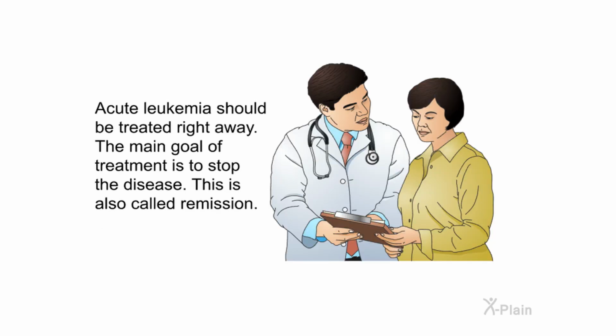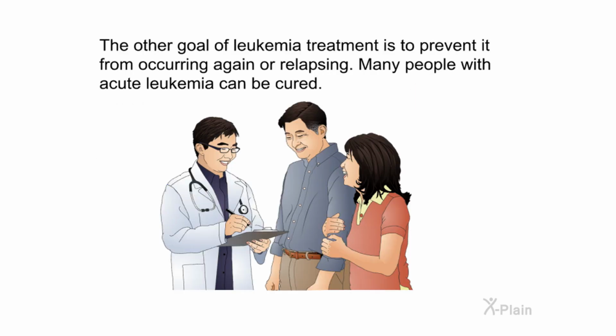Acute leukemia should be treated right away. The main goal of treatment is to stop the disease. This is also called remission. The other goal of leukemia treatment is to prevent it from occurring again, or relapsing. Many people with acute leukemia can be cured.